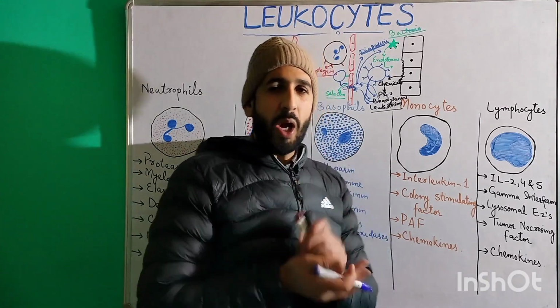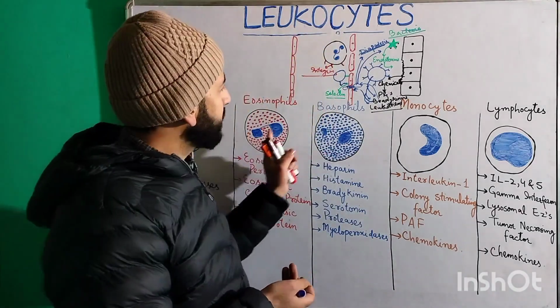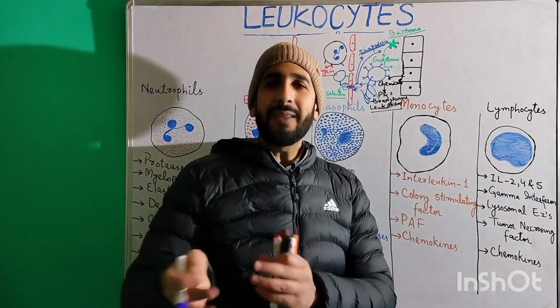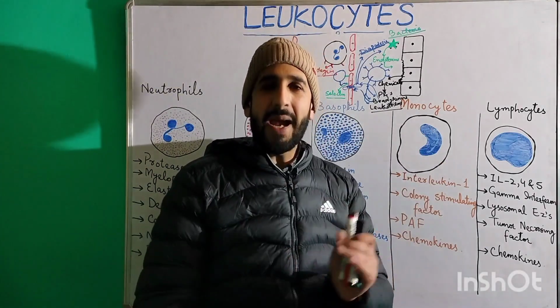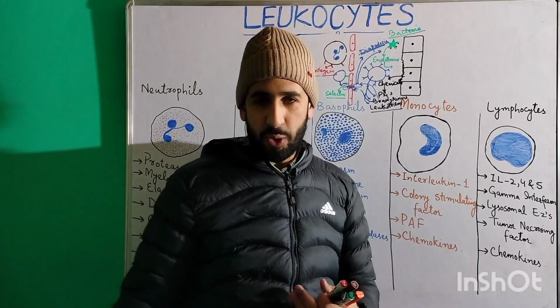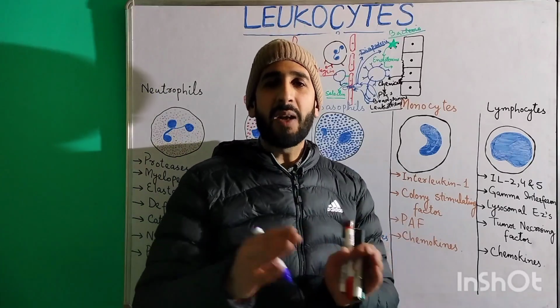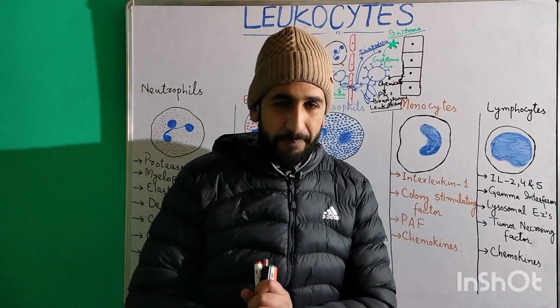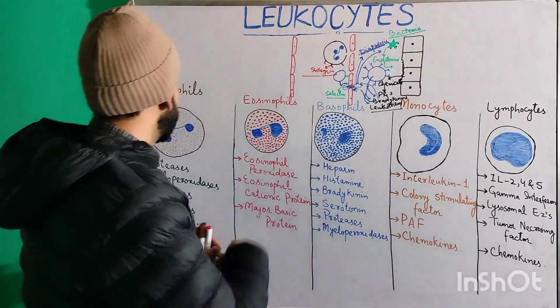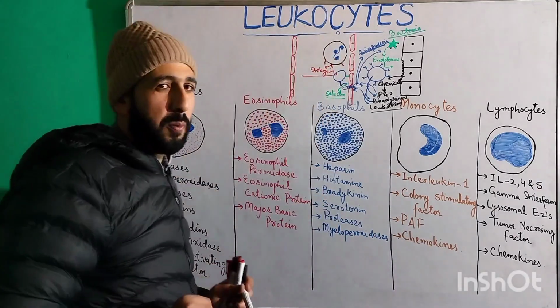Now let us talk about the different types of these white blood cells. What are the secretions of these white blood cells, and in what situations does each white blood cell have its own role? Okay? Let us start with the neutrophils. I have already told you about neutrophils.